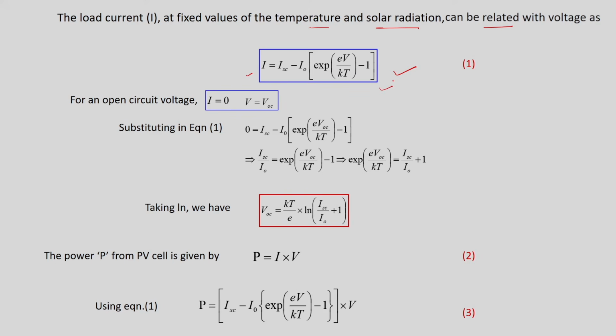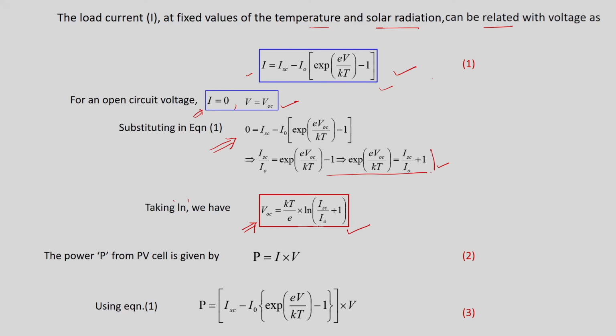As we know, for an open circuit voltage I is 0, so V is equal to VOC. If we substitute this in equation 1, then our equation will be something like this. If we simplify it, then we will have this expression, and once we have this expression, if we take ln on both sides, we can calculate VOC, which is nothing but KT by E multiplied by ln of (ISC by I naught plus 1).